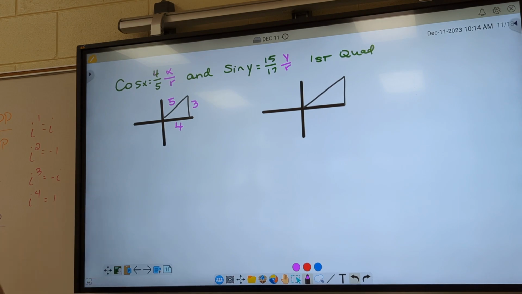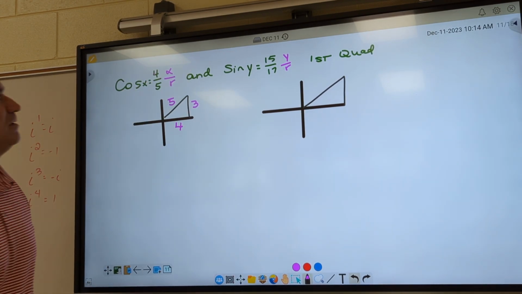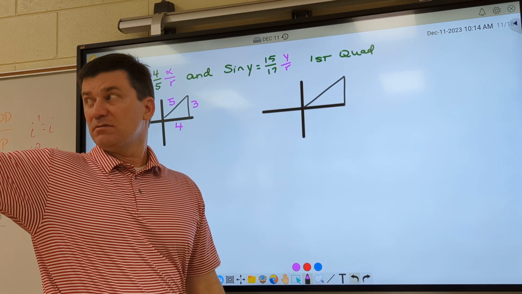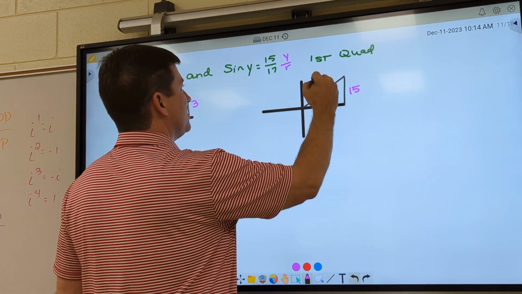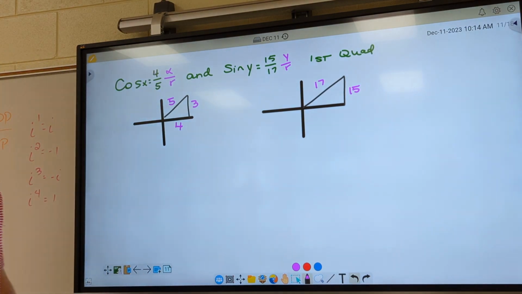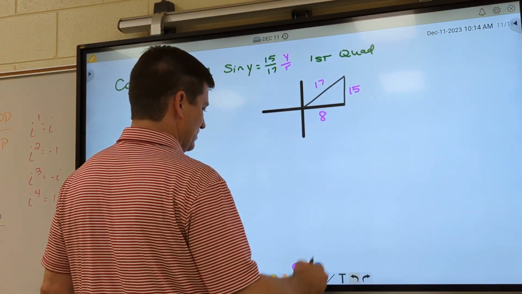We did this like a month ago, right? Other one. Sine, if you forget, is y over r. 15 goes on the y-axis, 17 goes on the radius. How do we find the missing side? Square. 17 squared minus 15 squared is 64. That makes it an 8.